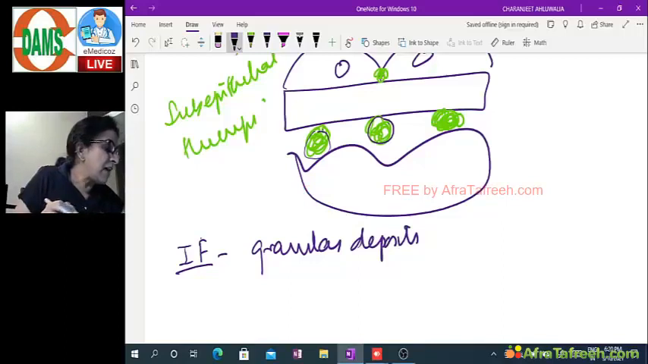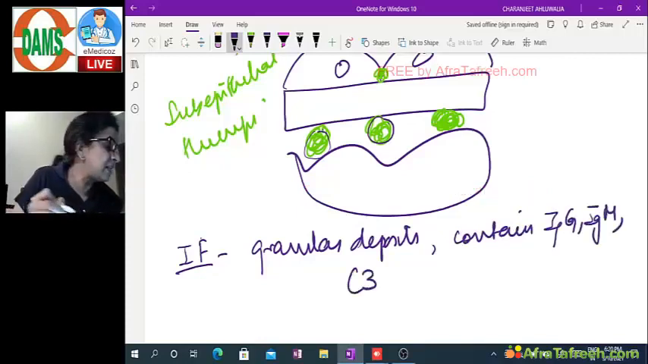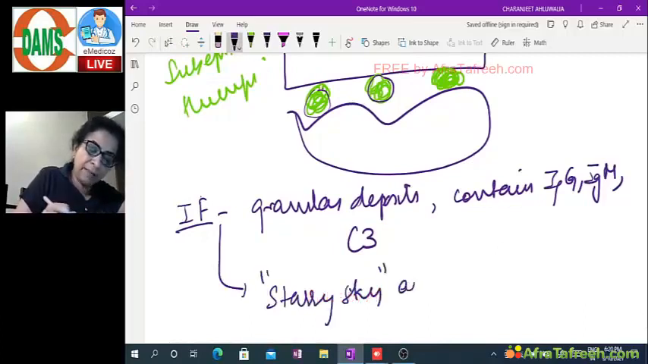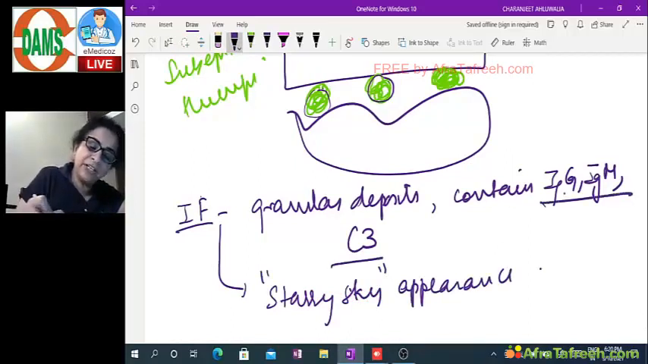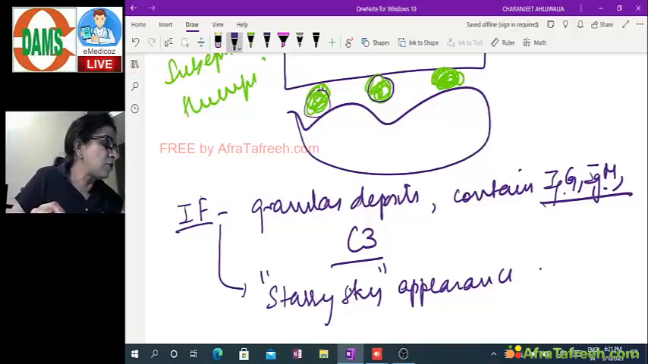So they are granular deposits, and they contain IgG also. They contain IgM also, and C3 is also deposited in these deposits. So immunofluorescence now gives a starry sky appearance. And what do the deposits contain? They contain IgG antibody, they contain IgM, and they contain C3 complement component. So this is what we see, and presentation also we have seen.